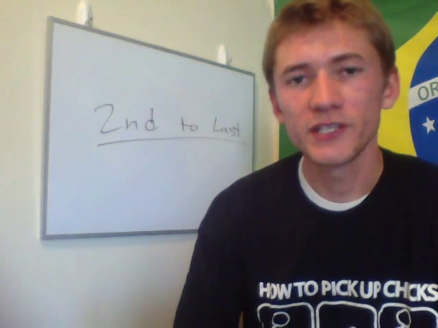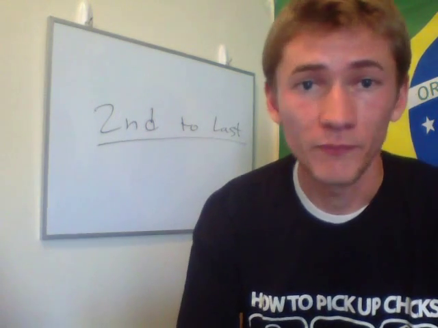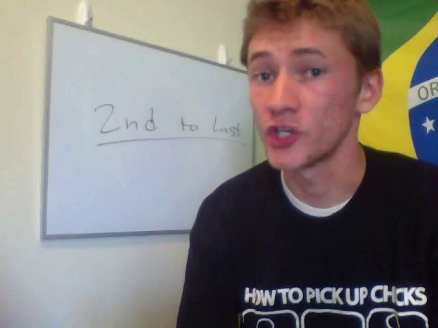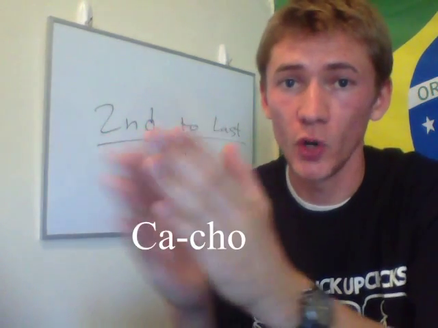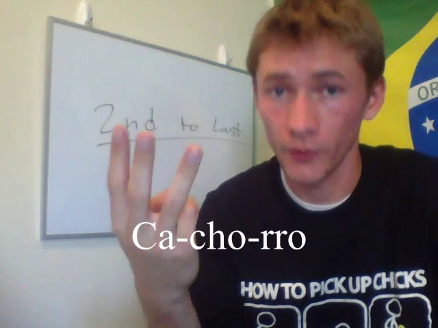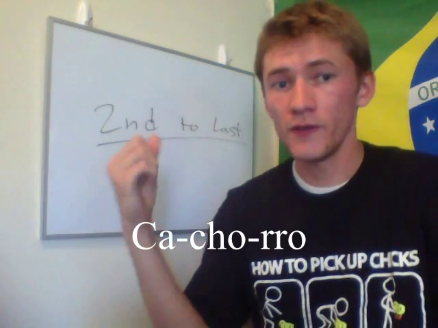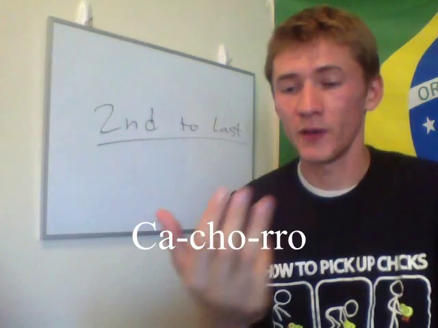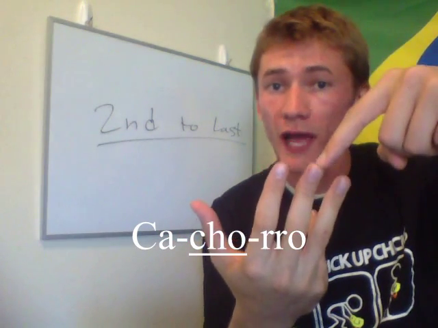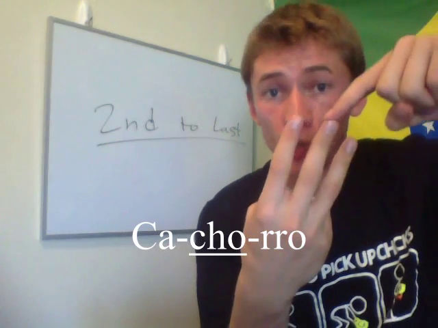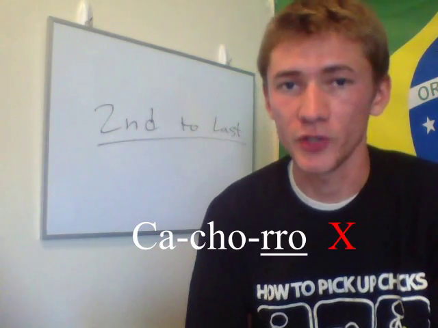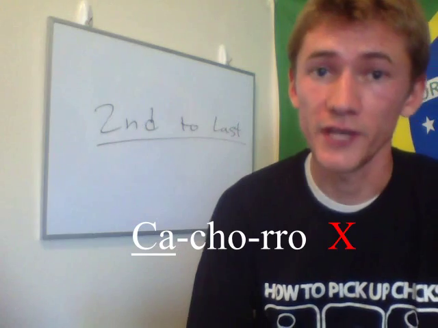So let's use one of the words that we learned last time. For instance, dog, which is cachorro. Now, cachorro, if we use the little clapping system, is three syllables or three beats. If we use this rule, the second to last one, that means that we count back two, and that middle one is the one that gets the stress. You don't say CAchorro or cachorRO, you say caCHORro.